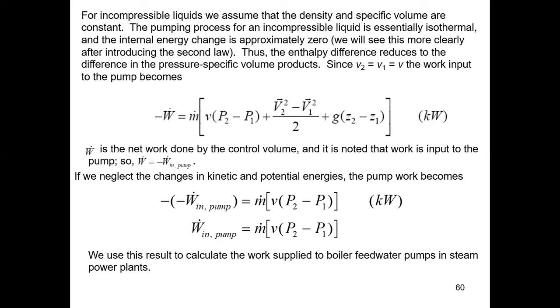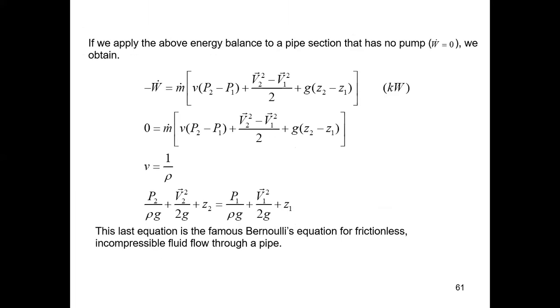So W dot in pump is given by m dot times specific volume v times P2 minus P1. m dot is the mass flow rate.